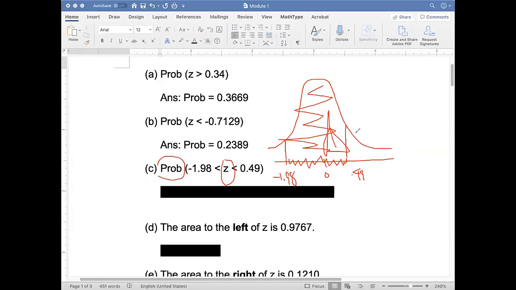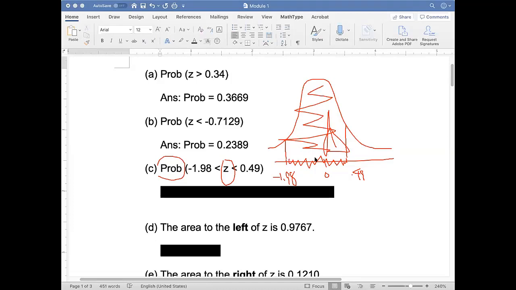The first thing you're going to do is find the total area to the left of 0.49. So that's going to be this part. But you'd say, this is not what we want. We want to find the area in the middle, but you found this part which shouldn't be there. So what you're going to do is use the total area to the left of 0.49 and subtract the area to the left of negative 1.98. Because if you do that, it's going to remove this part and that's going to give you the middle part, right?